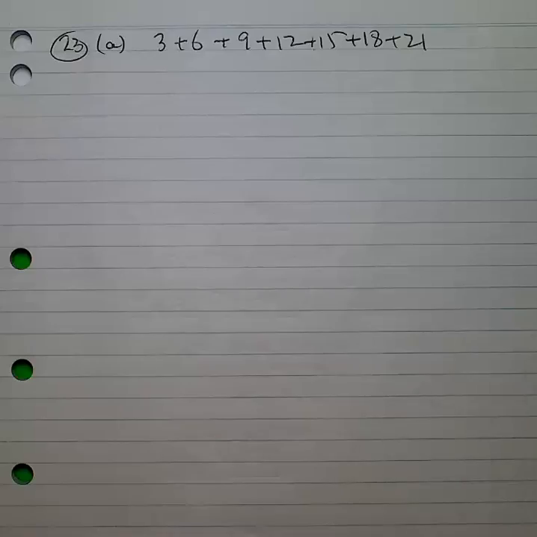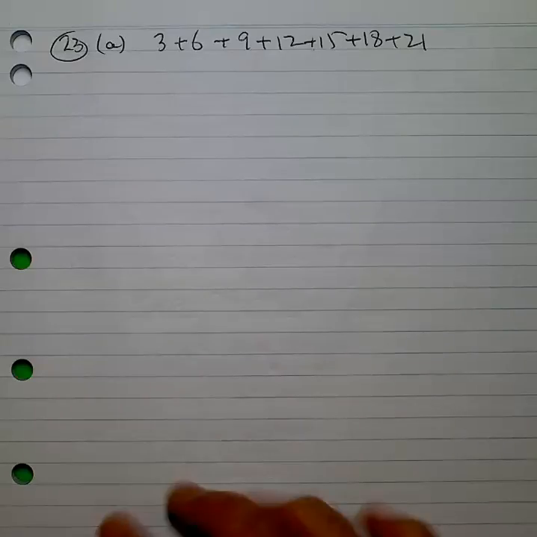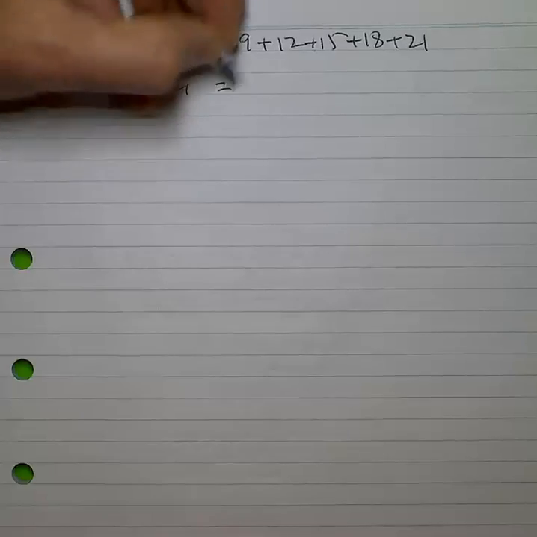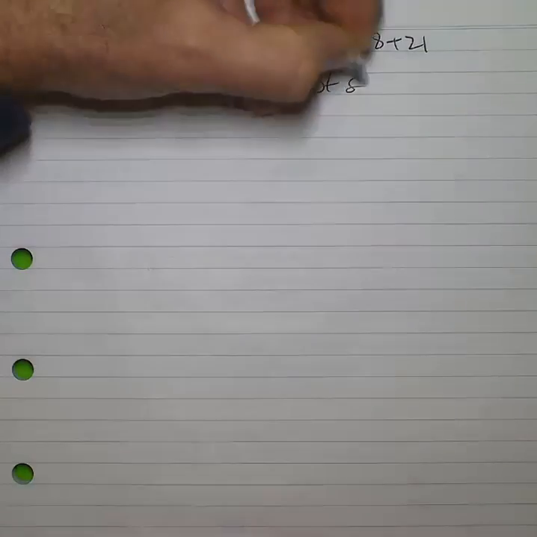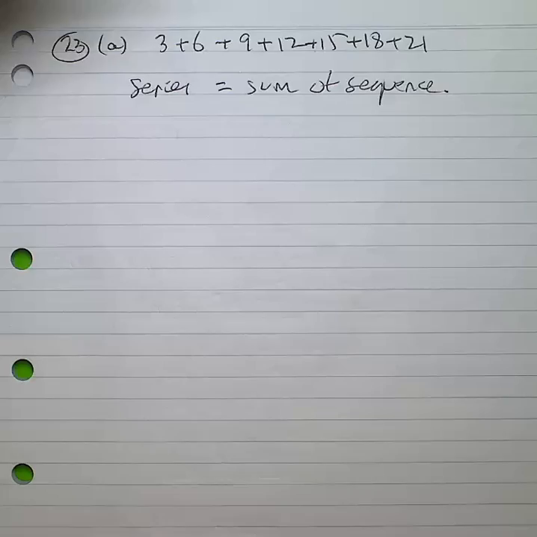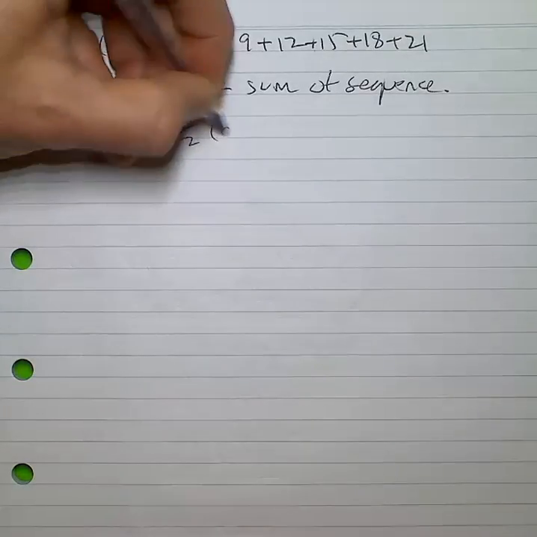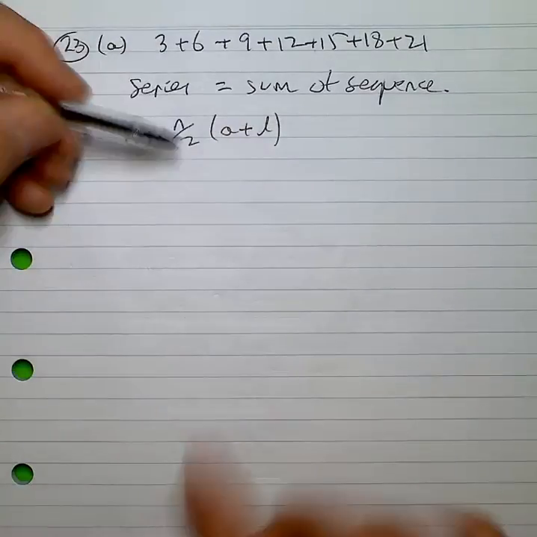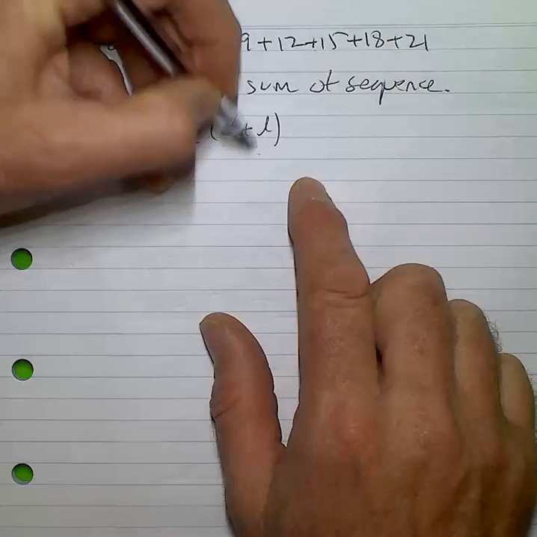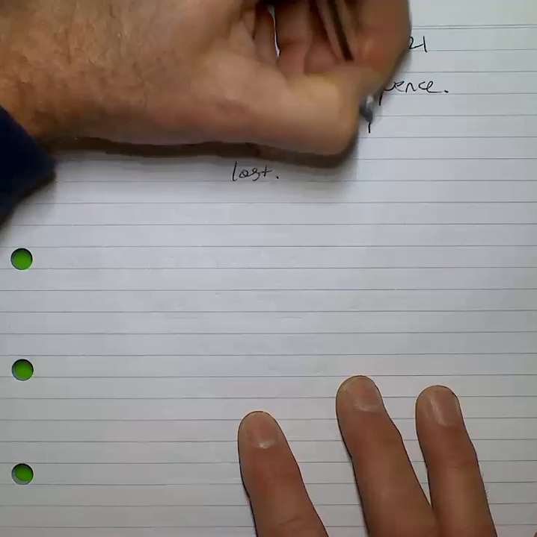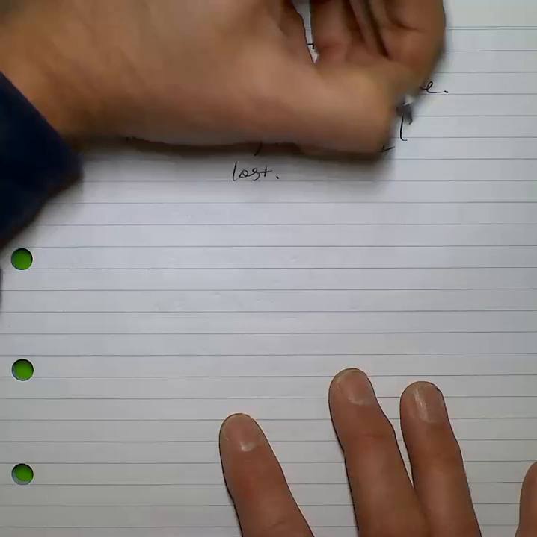23 is the first arithmetic series that we're looking at. Now, an arithmetic series is equal to the sum of the sequence to the number of terms given. There are two versions of this formula as per your formula sheet. The first one, when I know the first term and the last term. And the second one, when I don't know the last term.